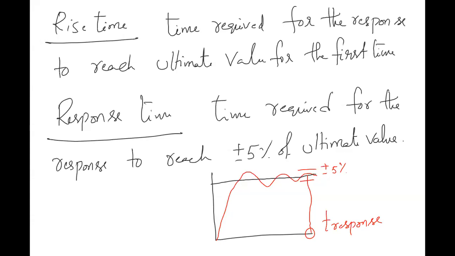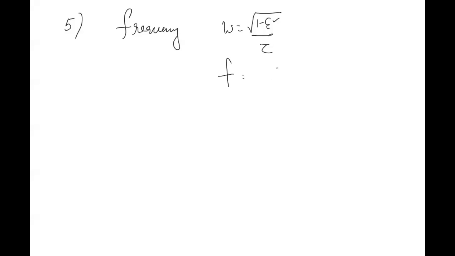The next value is frequency. Since it is a wave, you can define the frequency, omega, because these are the terms which signify the response. The radian frequency is root of 1 minus zeta square, divided by tau. How do you translate this into cyclic frequency? Divide by 2 pi, so it is root of 1 minus zeta square by 2 pi tau.